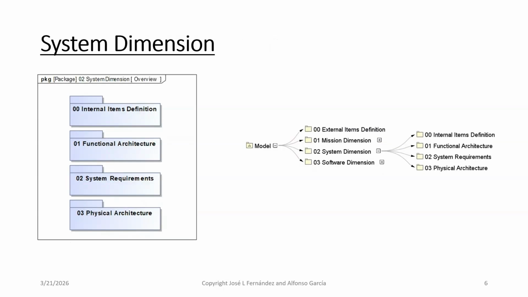We have the mission dimension ready, so it's time to define the structure for the system dimension package. As we have done before, we will have one package per view in this dimension: one for the functional architecture, one for the systems requirements, and one for the physical architecture. Additionally, we will create one more package for collecting the internal items that we will discover during the definition of the functional architecture.